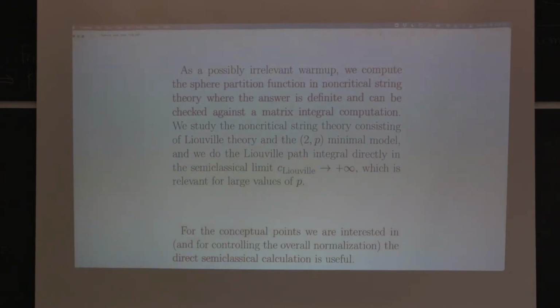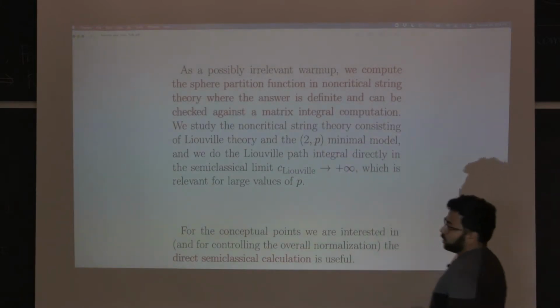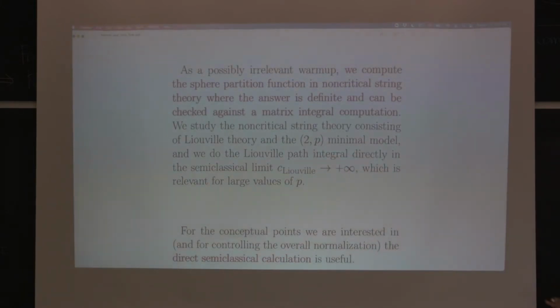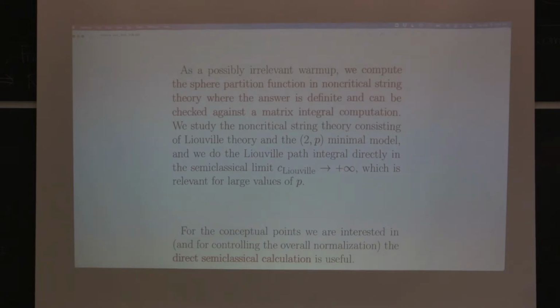Now, these minimal string theories have a parameter. It's called p. So minimal models are labeled by two integers, p and p prime. They have to be relatively prime. But here we just take (2, p) minimal models, which have negative central charge. So the central charge of the minimal model is negative.